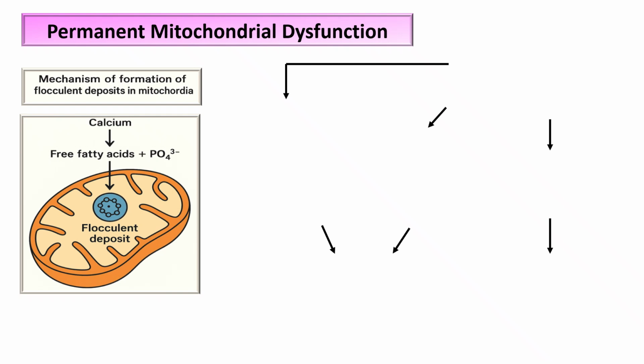When there is damage to the mitochondrial membrane, calcium enters into the mitochondria, and in the mitochondria it also combines with the free fatty acids and phosphates to form large flocculent deposits in the mitochondrial matrix. If you remember, I told you in reversible cell injury there are small flocculent deposits of calcium, which is a characteristic feature of reversible cell injury. In irreversible cell injury, there are large flocculent calcium deposits.